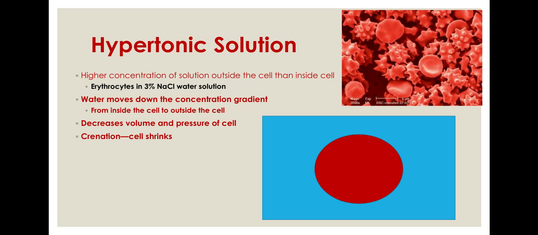Because of that, water is going to move down the concentration gradient, and it's going to go from inside of the cell to outside of the cell. You can think of it as trying to dilute that higher concentration of stuff. When this happens, we decrease the volume, we decrease the pressure, the cell will shrink, and we call that crenation.